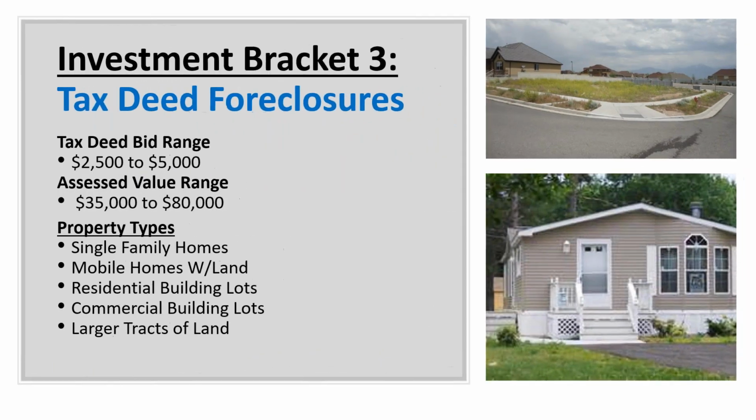And the next bracket up from there is our tax deeds that begin between $2,500 to $5,000 and would have an assessed value of about 35 to 80. Yeah, that's probably pretty close. These are going to be, of course, your single family homes, kind of your starter homes type of thing, mobile homes with land, nice.